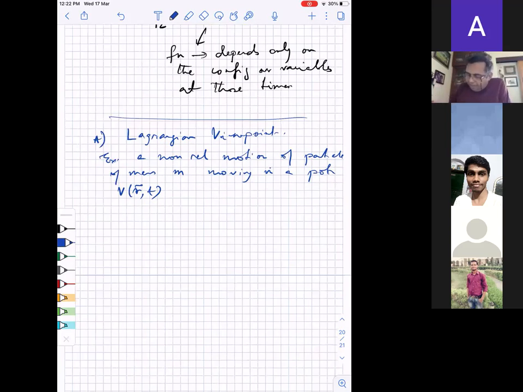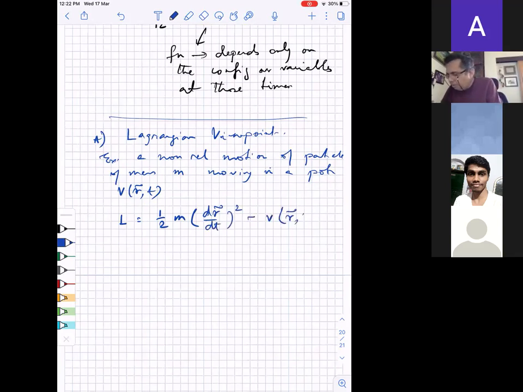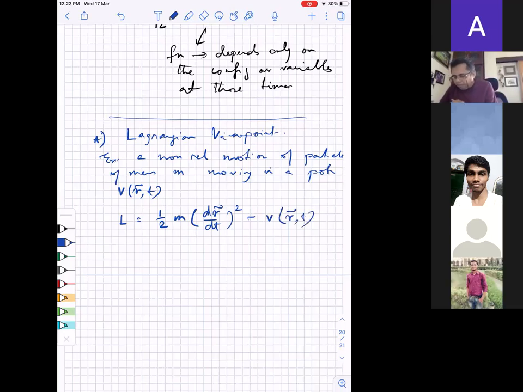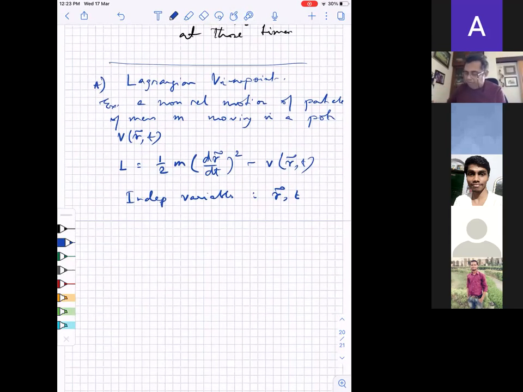So in this case, I can write down the Lagrangian. The Lagrangian is half m (dr/dt) whole squared minus V(r, t). Okay. Now, one thing I want to state over here: what are the independent variables? The independent variables are r and t. And it is non-relativistic. As you can see, I have used just a simple kinetic energy minus potential energy, the non-relativistic formula for the kinetic energy.